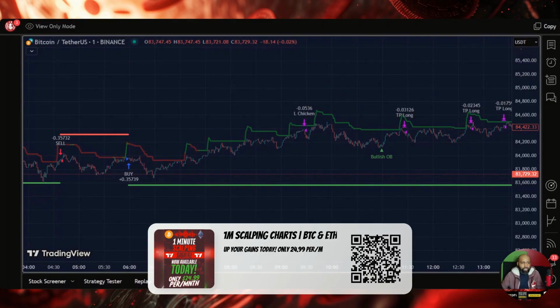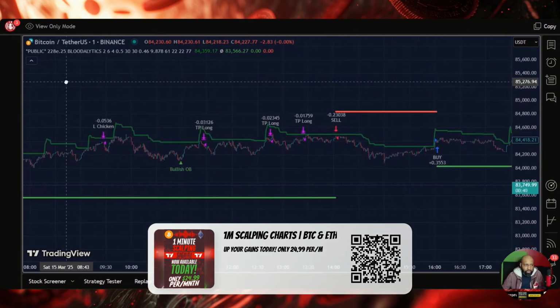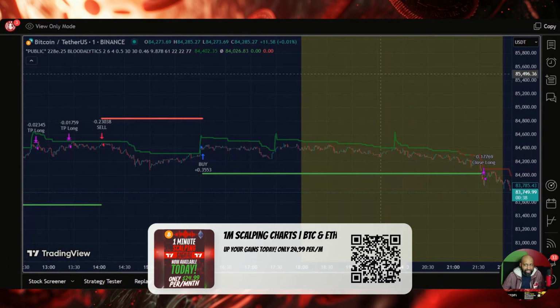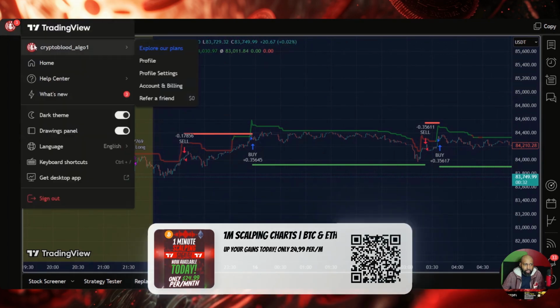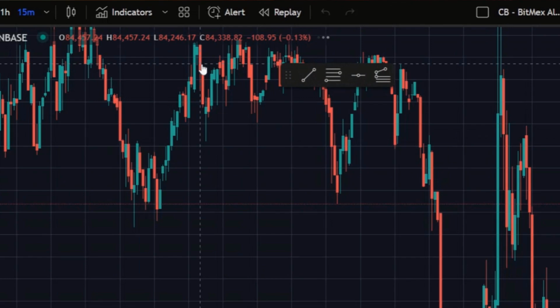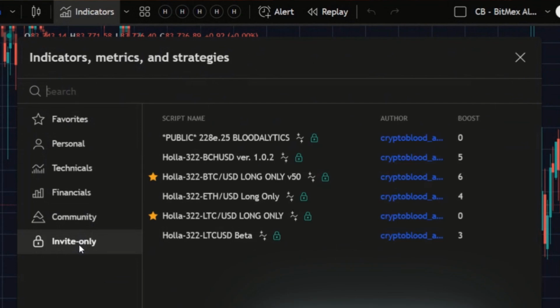If you want to use this signal on either another crypto pair, or you want to change the settings on this, I would suggest, because the link we provide you is a view only or read only chart or link, you can't save any changes you make to this chart. So I would suggest that you go back to your home screen here, go to products, super charts, and then from here you'll see under the icon indicators, you can go to invite only, and then you'll see the indicator that we have provided you once you've purchased the Bloodalytics 1-minute scalping system.